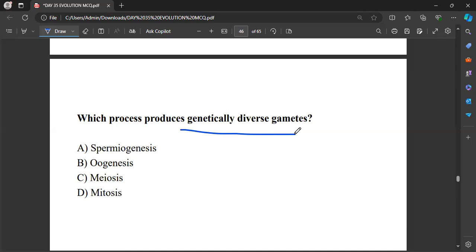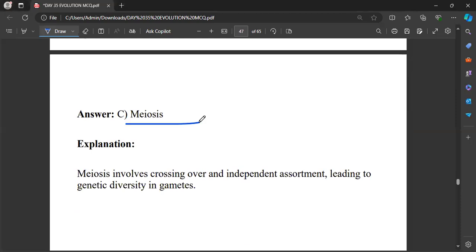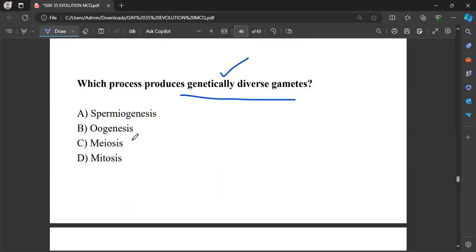Genetically diverse means what? That will be the intermixing of different traits between two different chromosomes, and that will obviously be meiosis. Why are we having genetically diverse gametes in the process of meiosis? Just tell me what is the phenomenon taking place in the process of meiosis.